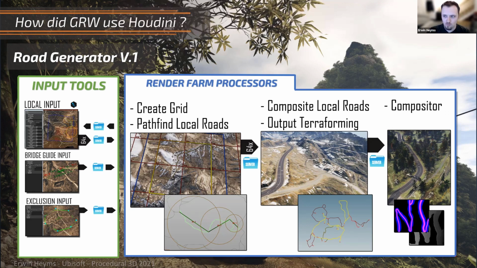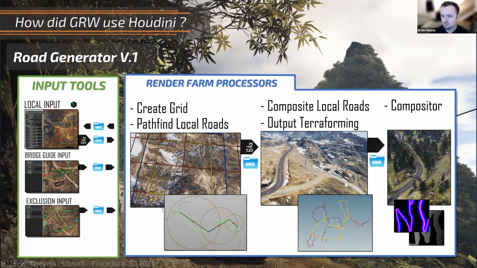So as for the road tool, we actually had two versions. And the first version used this setup, where on the left we had the input tools. We had one for the waypoints, the bridge guides, and the exclusion curve. And then we could send a job to the render farm to compute out the pathing itself. So you have the dark green lines here that are the waypoints, and then the light green line is the path that it would find between those. And the circles are basically how far it can search for each path.